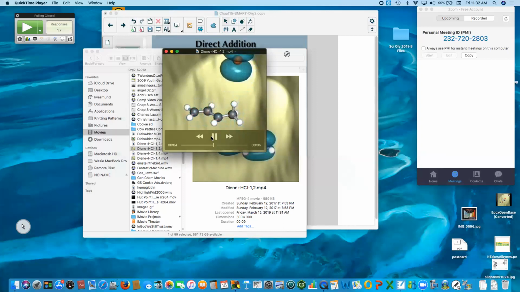Okay, see how we're protonating? And then there comes the chloride in this example.